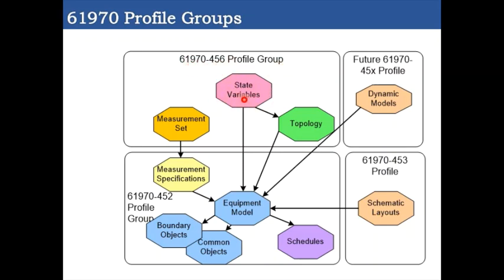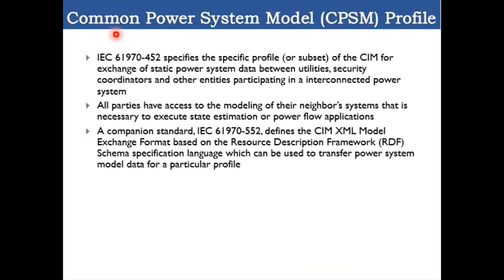61970-456 profile group contains profiles related to state variables, measurement set and topology. 452 contains measurement specifications, equipment model, boundary object, common object and schedules. 453 will contain the semantic layout, and the future profiles, that is the dynamic models, are in 45x, which are still to be named. The most common profile which we utilize in SIM data exchange is 61970-452, which is known as the common power system model, that is the CPSM profile.